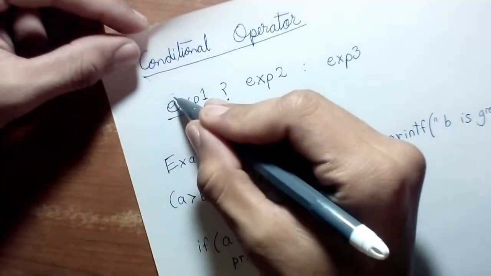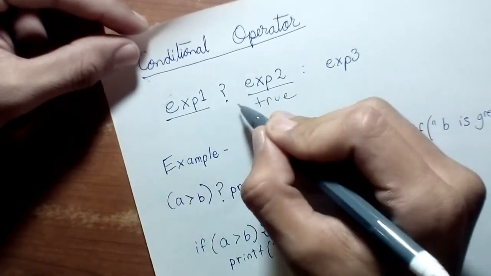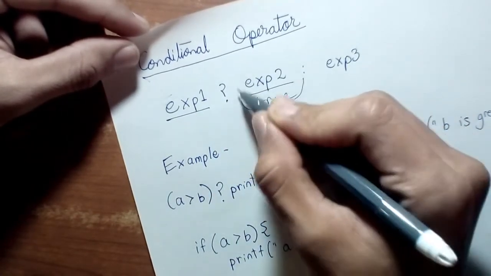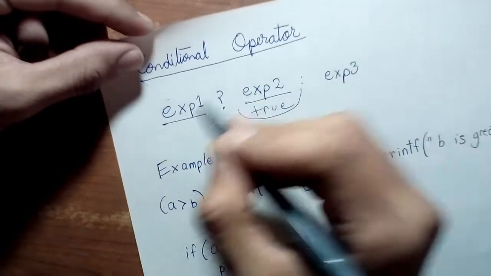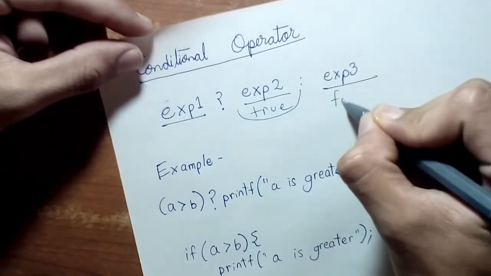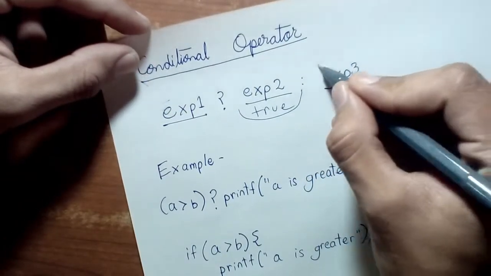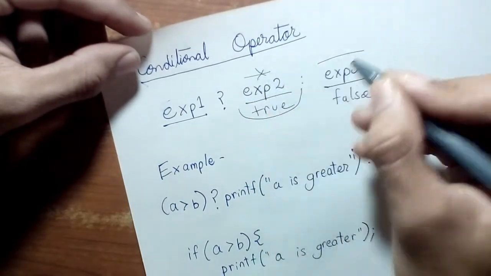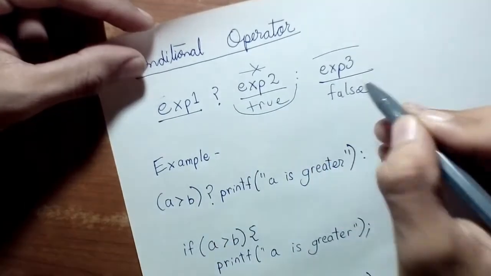If this turns out to be true, then this code will run. Whatever code or expression we put here will be evaluated. Or if this is false, this is the false part, and all the code or the expression here will be evaluated. The true part will be ignored if it is false. So if it is true, this will run. If it is false, this will run.